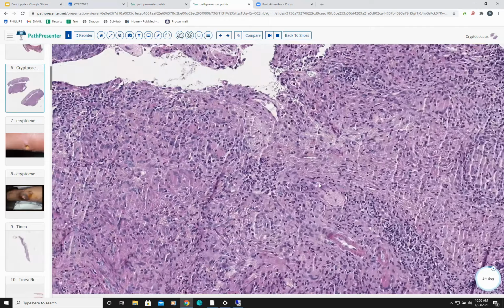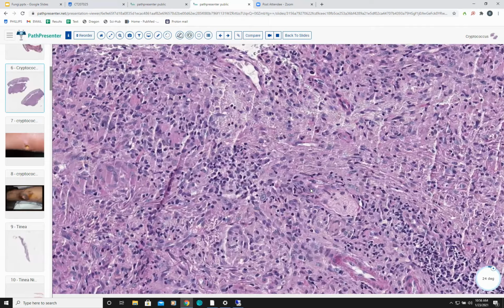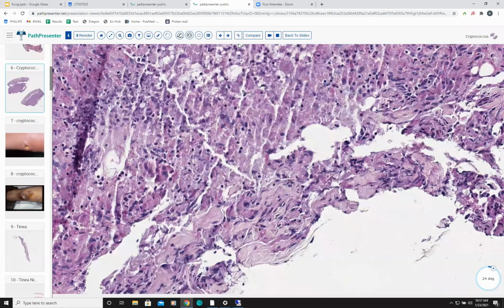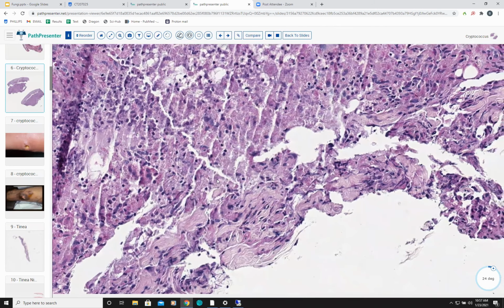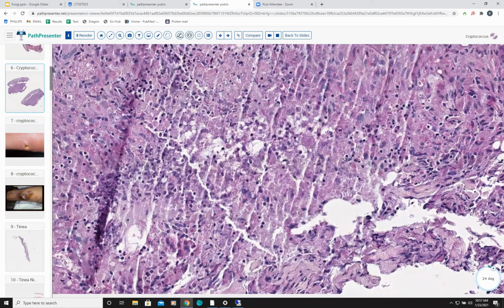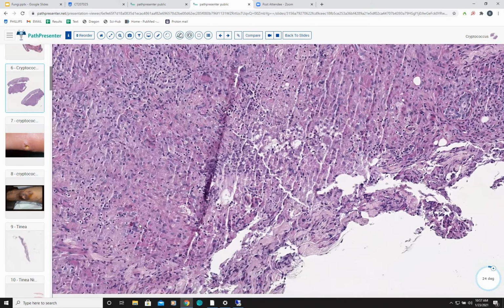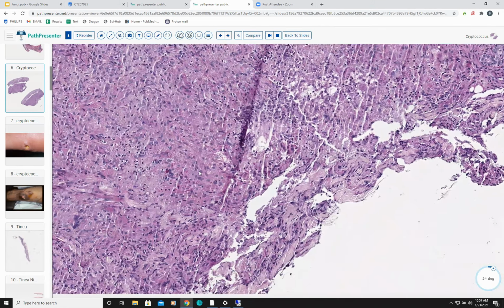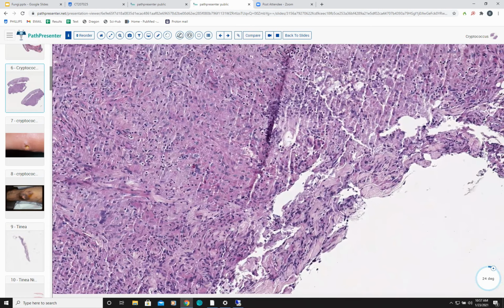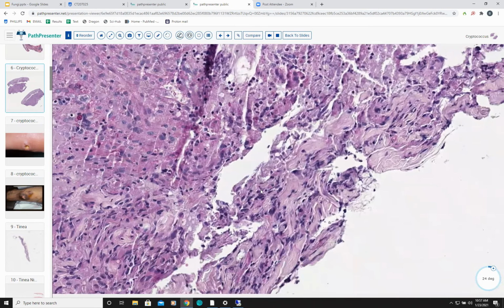Let's see what we have here. These are ones where you might need a PASD stain to actually find the organism. However, if you look carefully here in these areas of necrosis, you can see them. See these little round organisms here are Cryptococcus, and there's another one. If you did the stain with a capsule, to highlight the capsule, you would be able to show that these are Cryptococcus. But it is much less easy to find these organisms than in the gelatinous type.